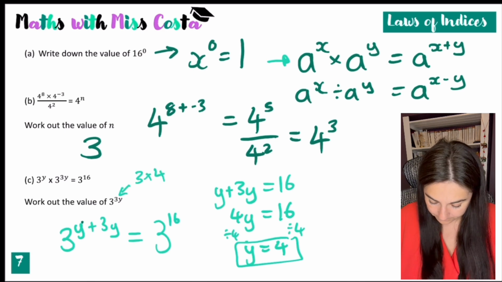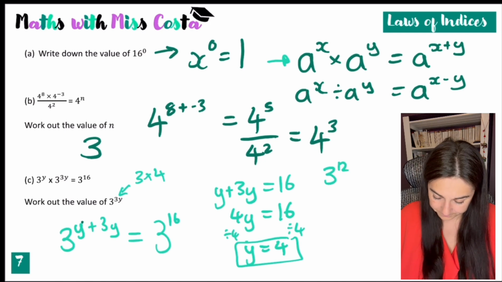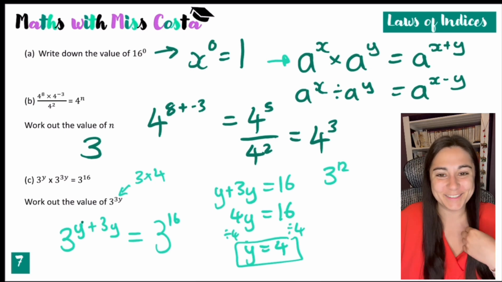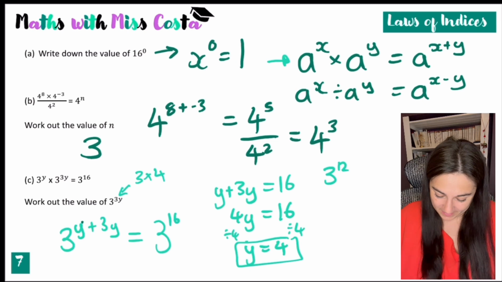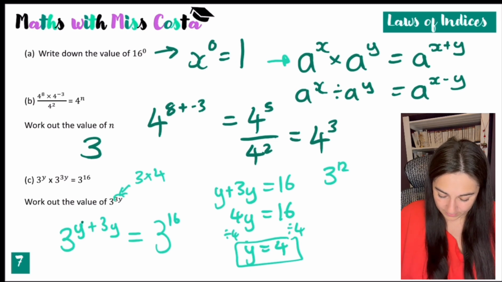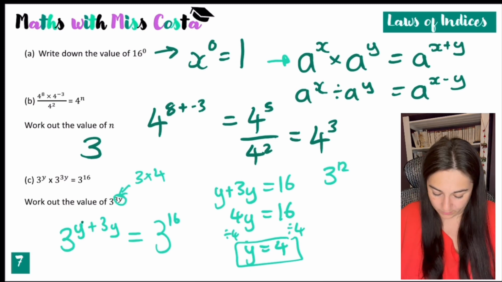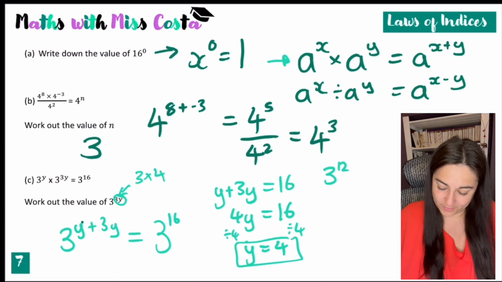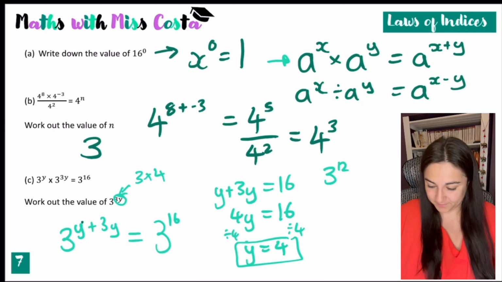So 3 to the power of 12 is what I need to do. Now it says work out the value of 3y, so I would have to do 3 to the power of 12, but I think I just miswrote that question. So I think it just meant work out the value of the 3y in that, and the value of the 3y would be 12. If not, you could do 3 times 3 multiplied by itself 12 times, but that is not what the question should be asking.